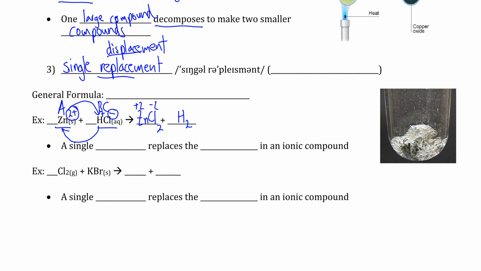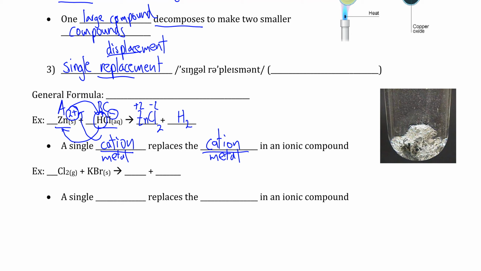So in summary, here we have a single metal in this case, but we're going to write cation, because zinc forms a cation, which replaces the cation in an ionic compound. Now, in a more general way, we can write a single metal that replaces the metal within the ionic compound, but remember that it's not always a metal. It could be hydrogen, or it could be a positive polyatomic ion. So saying cation is the more correct way.